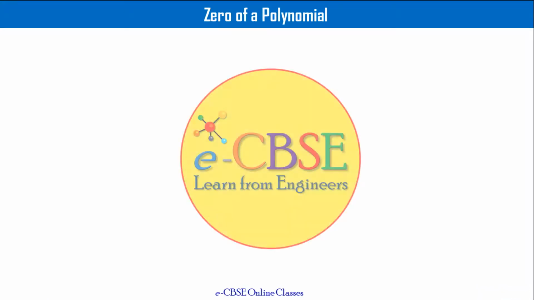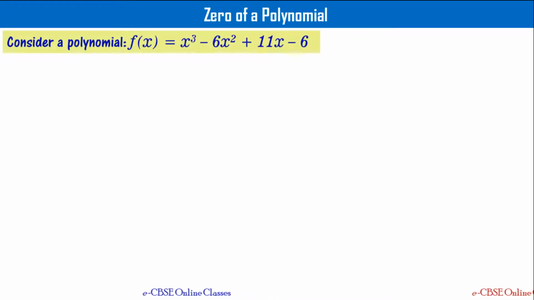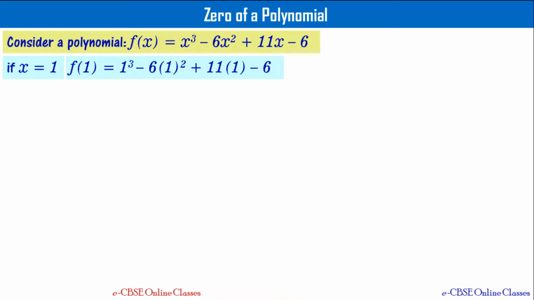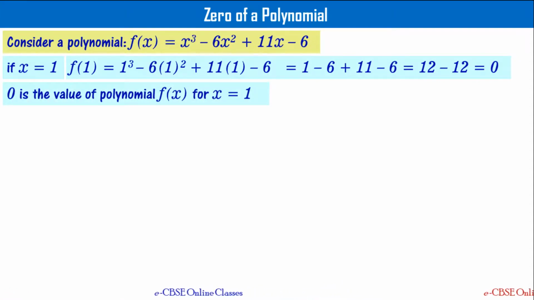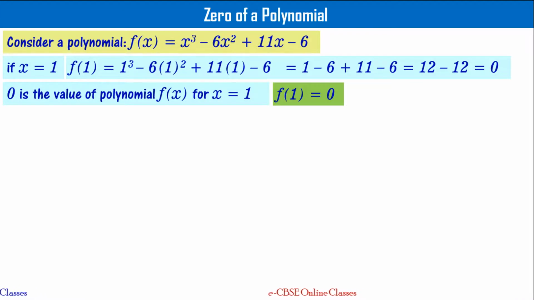Let's now take a look at the zero of a polynomial. Let us consider a polynomial f of x equal to x cube minus 6x square plus 11x minus 6. If x equal to 1, then f of x can be written as f of 1. You would be substituting 1 for x in the equation, right? And simplify it to get f of 1 equal to 0. It means that 0 is the value of polynomial f of x for x equal to 1, right? In mathematical terms, we simply write it as f of 1 equal to 0.